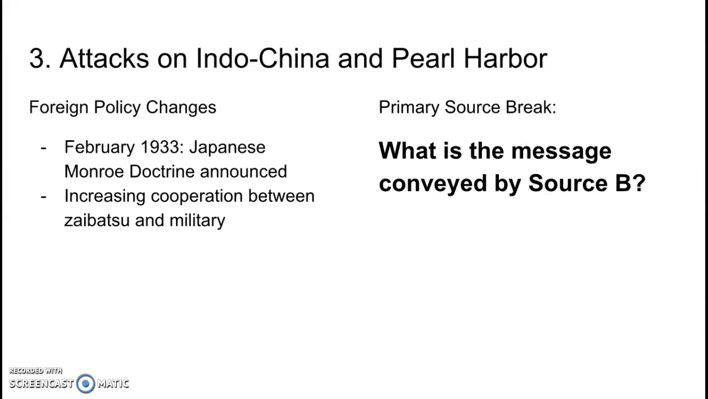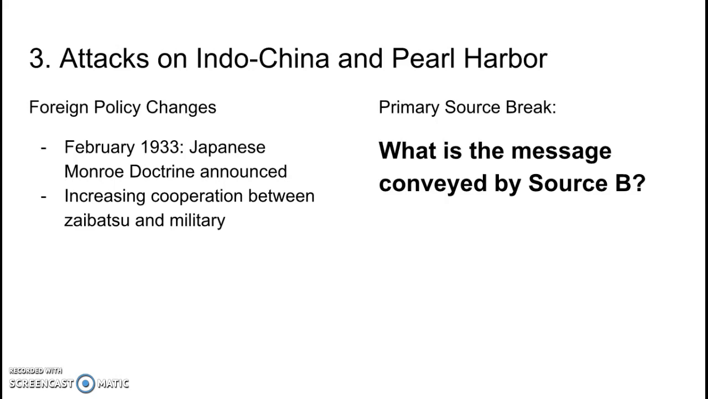And the Zaibatsu that were linked to the military did this because cooperation with the military gave them access to raw materials. It would allow them to establish greater monopolies in Japan. It allowed them to build up their profits. So it was very beneficial for both the Zaibatsu and the Japanese military to work together.